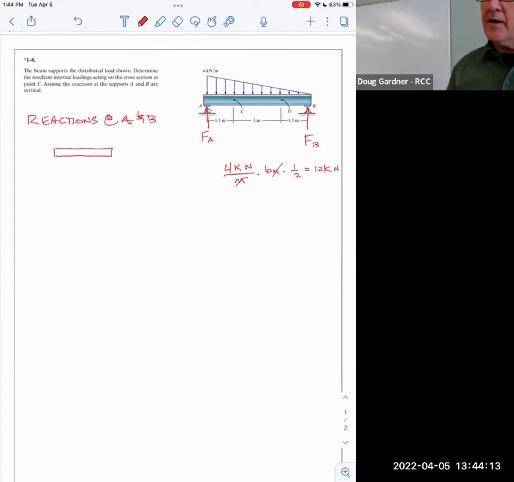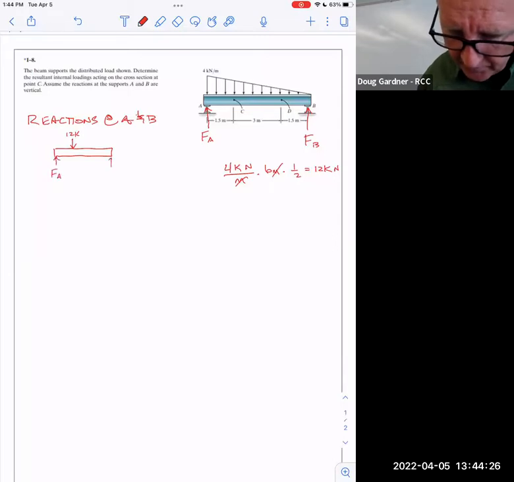Well, right now it's, yeah, I see what you're saying. Yeah, it's a third from the left or 2/3 from the right. So it's kind of like over here somewhere approximately. And I've got force of A pushing up here and force of B pushing up here.